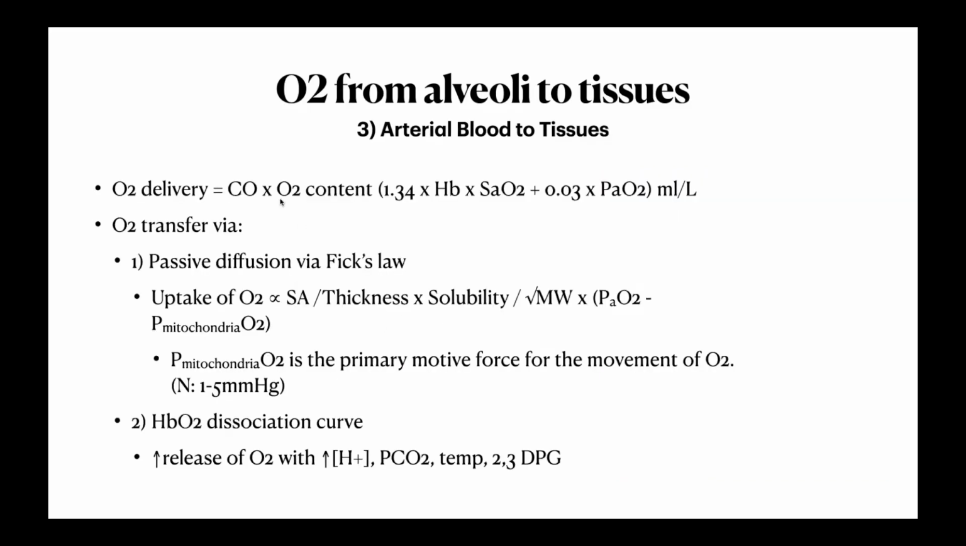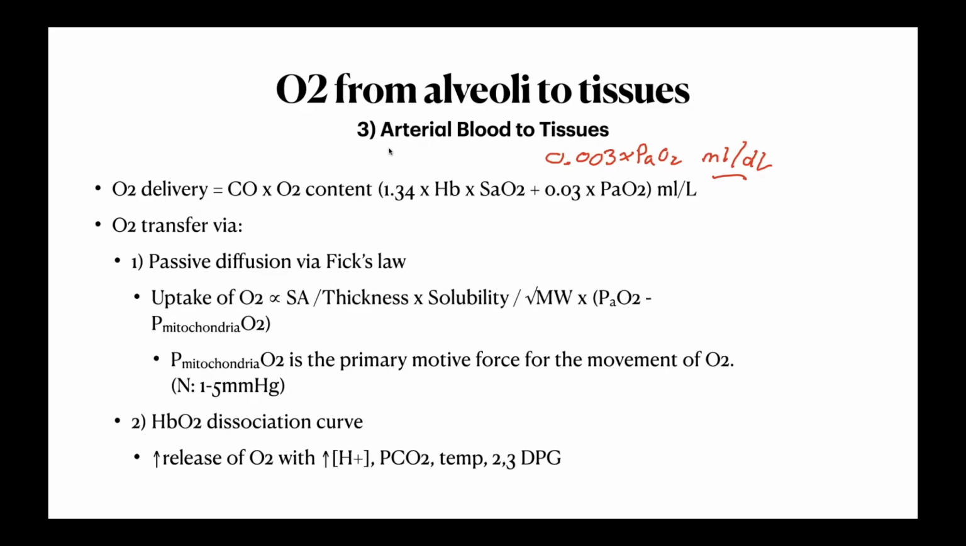With oxygen delivery, we know that oxygen delivery or oxygen flux equals your cardiac output multiplied by oxygen content, and this is the oxygen content here. So 1.34 multiplied by hemoglobin multiplied by saturations plus 0.03 multiplied by the partial pressure of oxygen. The other number that you'll often see is 0.003 times the partial pressure of oxygen. And you will see that when the units are mils per deciliter. Okay, so that is why you'll see two numbers in different textbooks. 0.03 is for mils per liter, 0.003 is for mils per deciliter.